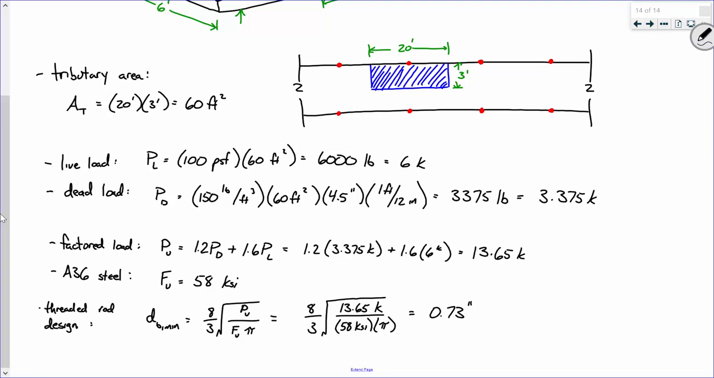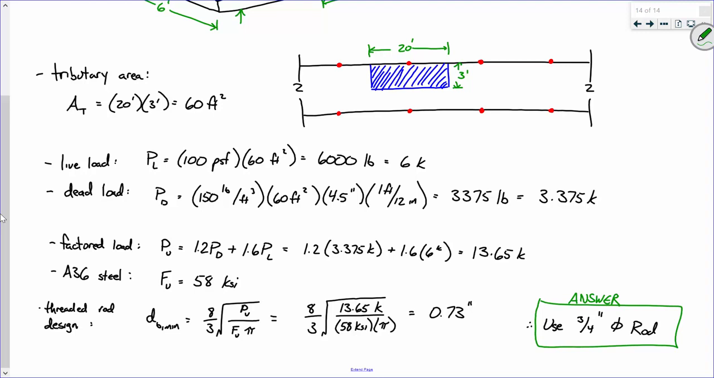So the answer is, probably about. It's an abbreviation. Use a 3/4 inch diameter rod. And that's it. It's really that simple. Yeah, threaded rod design is not too complicated. It's pretty straightforward.